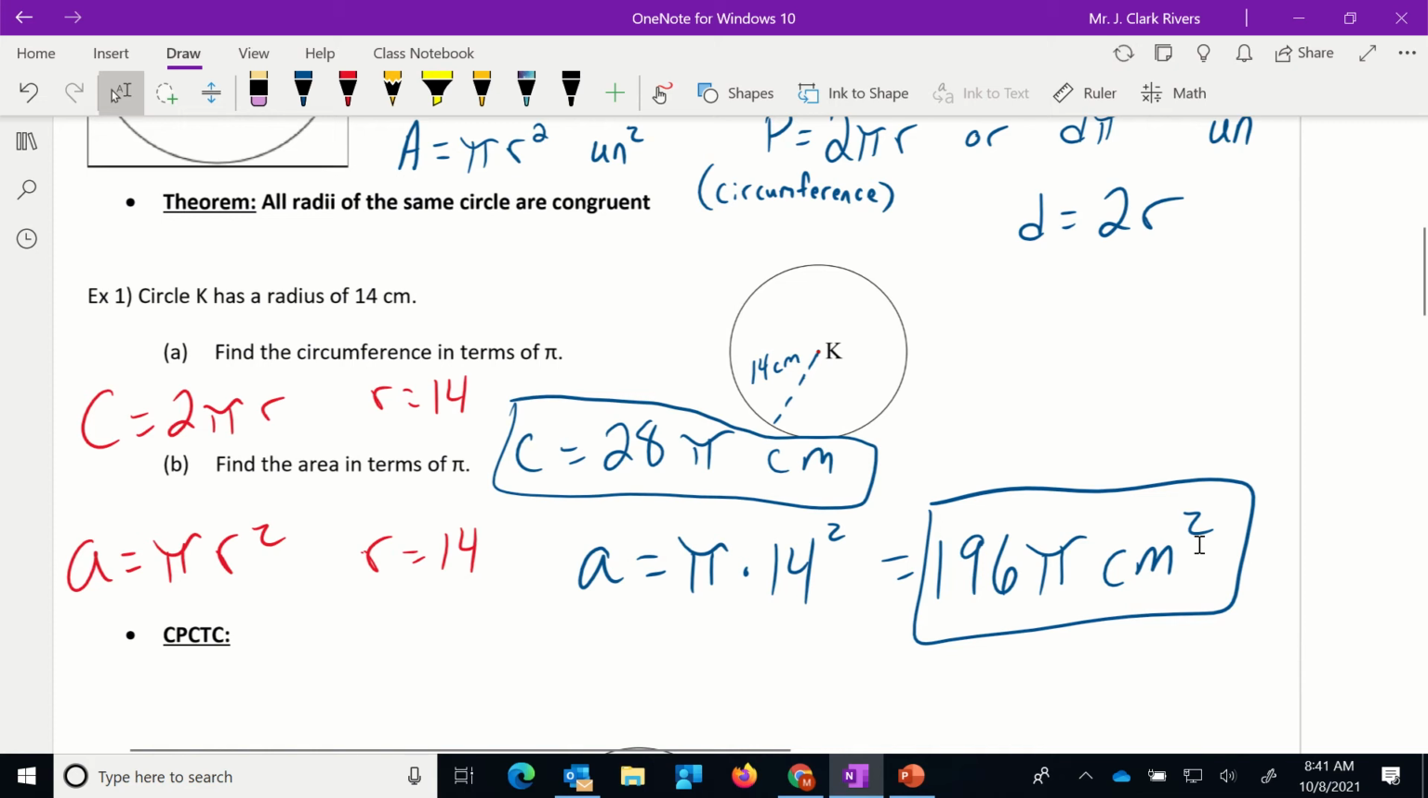Make sure you include your units. If there's no units given, don't worry about writing units to the power of 1 or units squared. You can just give me 28 pi if there were no units given, or give me 196 pi if there were no units given.